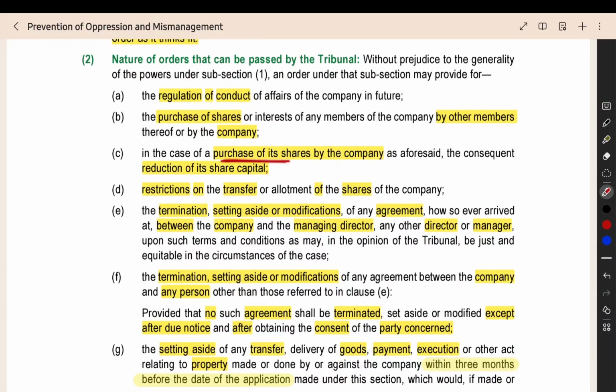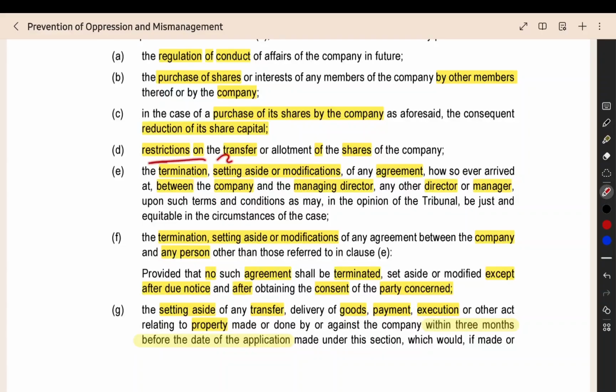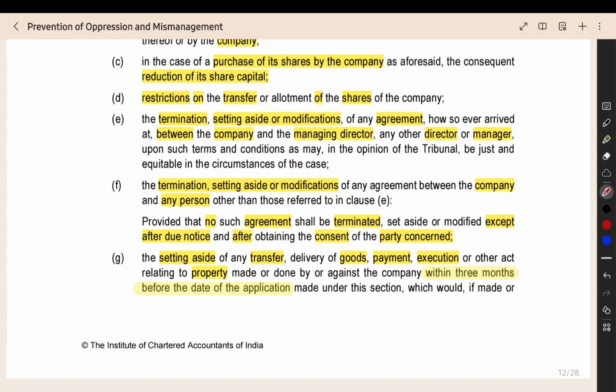Then purchase of the share by the company itself, due to reduction of share capital. The company itself will purchase the share, which will result in a reduction of share capital. Restriction on the transfer of share, like a lock-in period or something.